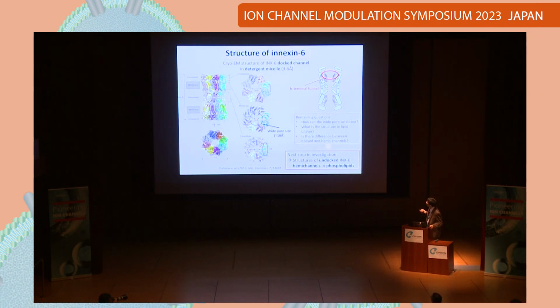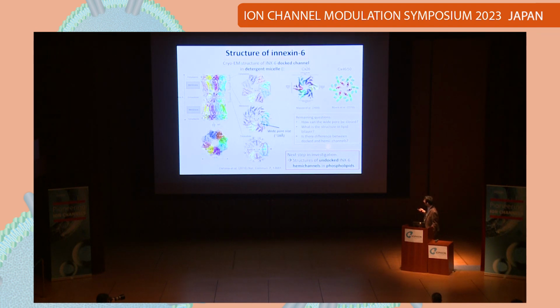This structure shows a very wide pore pathway, of which the diameter is about 18 angstrom. It is surrounded by the N-terminal funnel conformation and looks like an open form. This N-terminal funnel conformation is the same as the one found in the connexin 26 X-ray structure, and also found in the recently reported cryo-EM structures of connexin 46 and 50. So we think the N-terminal funnel is probably conserved in gap junction family proteins, and it's essential in the channel opening activity. The remaining questions are, how can this wide pore be closed, what is the structure in a lipid bilayer, and is there any difference between docked channels and hemichannels?